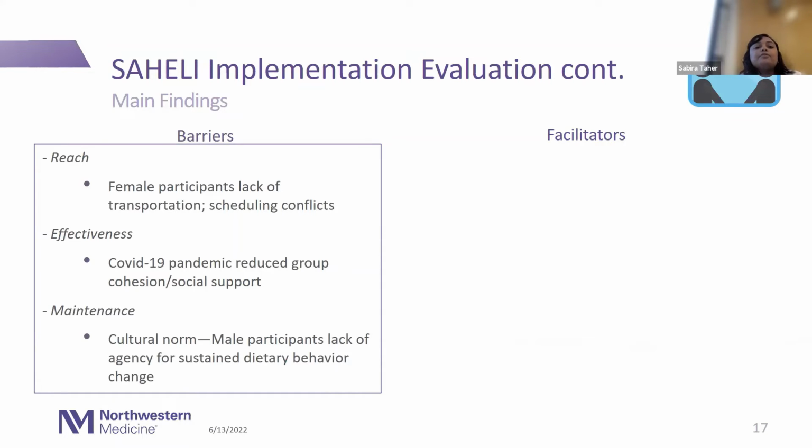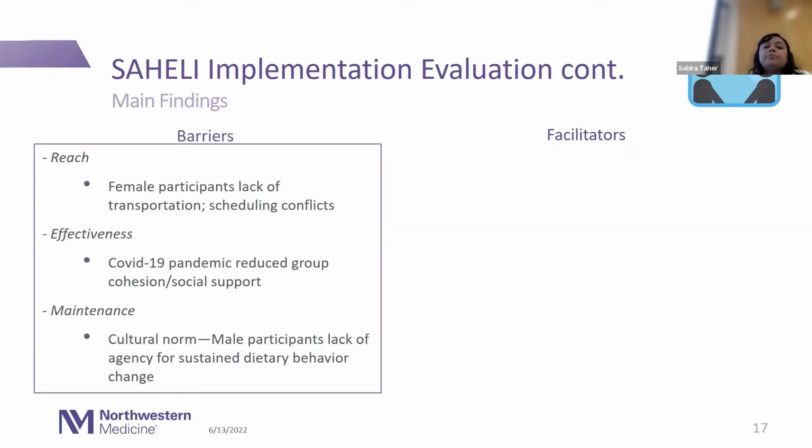So for the barriers that participants identified, females said, because of the lack of transportation and scheduling conflicts with responsibilities at home, they couldn't participate in the program at the community setting, the community organization. Many women didn't know how to drive and relied on husbands or other male family members to drive them. And women were typically, with the social norm for women in this community, to stay at home and care for the children. So this really was a barrier to reach for this particular population.